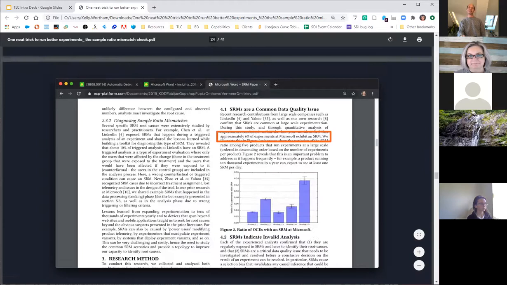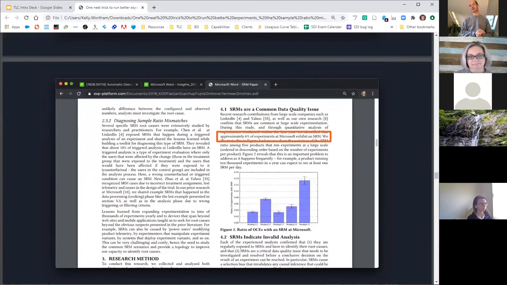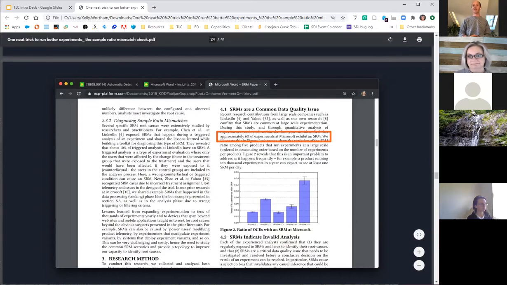If you go to the next slide, there's a paper from Microsoft where they also give some numbers on how often this happens at Microsoft. They say that approximately 6% of experiments at Microsoft exhibit SRM. Other than that, I am not aware of anyone who has published any numbers on how prevalent this is in practice. I would love to get more data on other platforms, especially since I know that both LinkedIn and Microsoft are actively checking for SRM and trying to fix it.